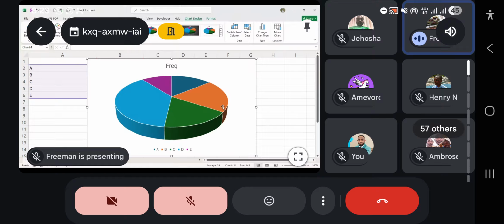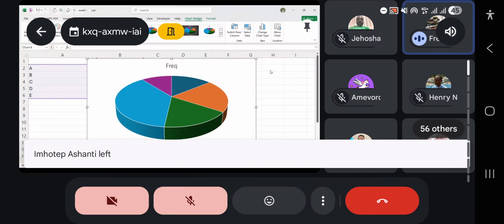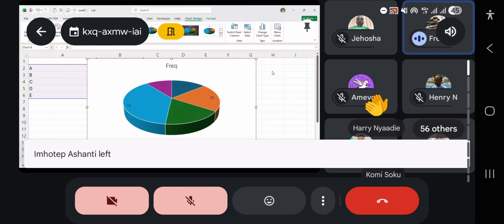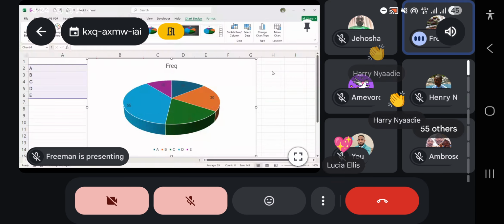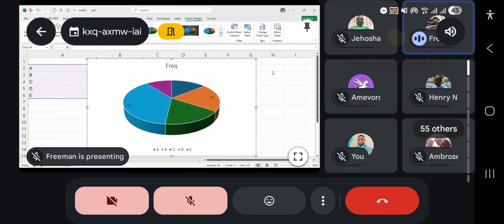So here you can see all of them. The color representing which alphabet is in the legend here. And when you go here, you can decide to show the data there. So at a glance, you realize that the one with 55 is the highest. I think that is D. D is the biggest. The area that it occupies is the largest.